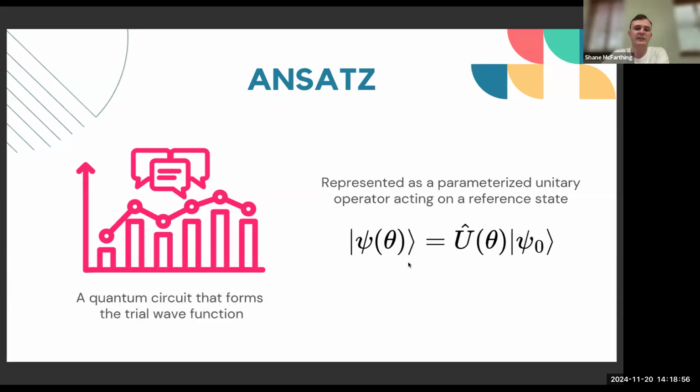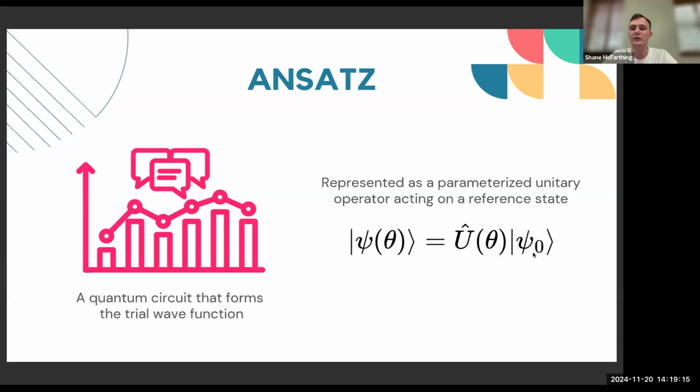So if we have our state, psi theta, prepared on the quantum device, this state is generated by applying some quantum circuits to a reference state. So this state needs to be particle preserving, meaning that it can't violate the number of electrons in the system.